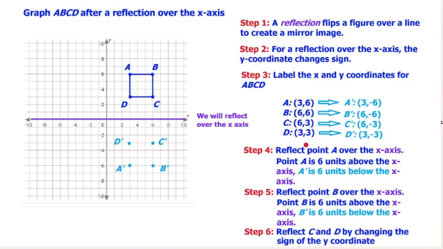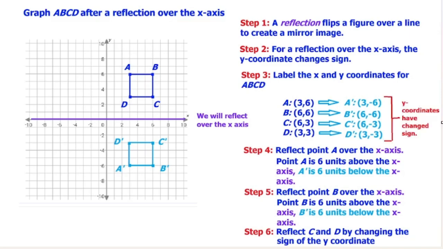And now for D, it's going to be 3, -3 for D prime. And then we plot it. So we just draw it, and that's how it looks. And that's the end of this lesson.